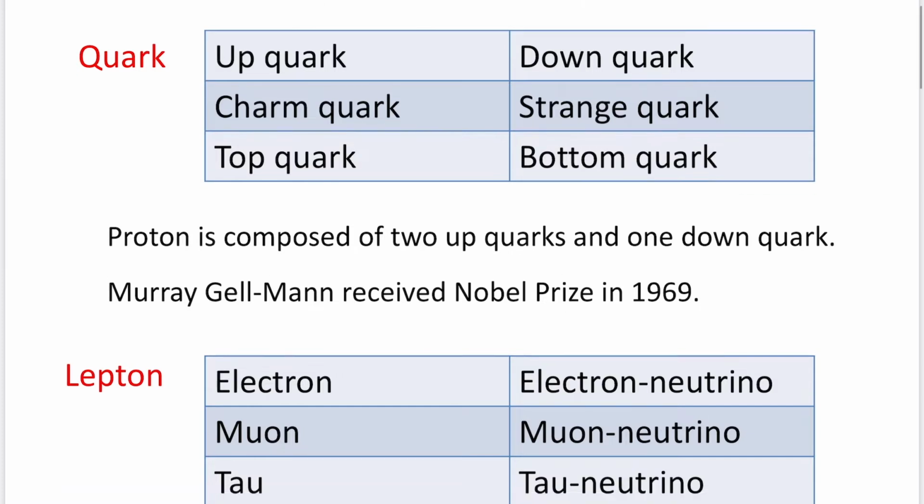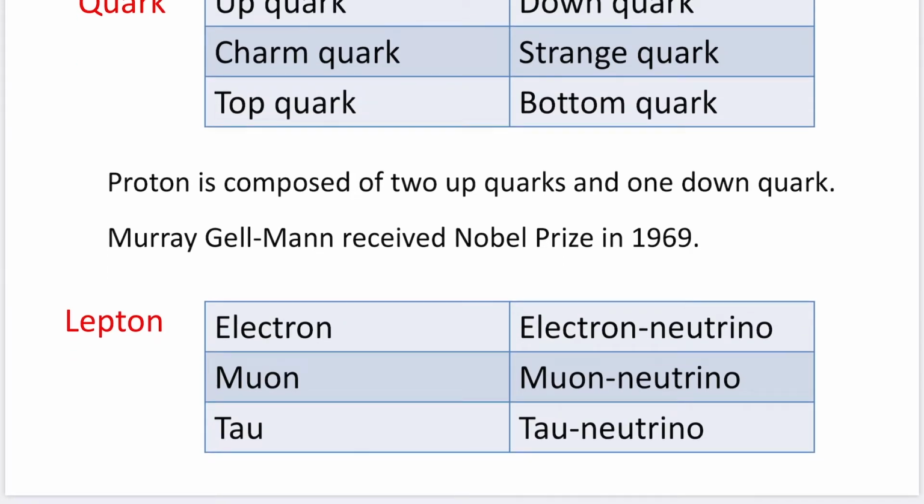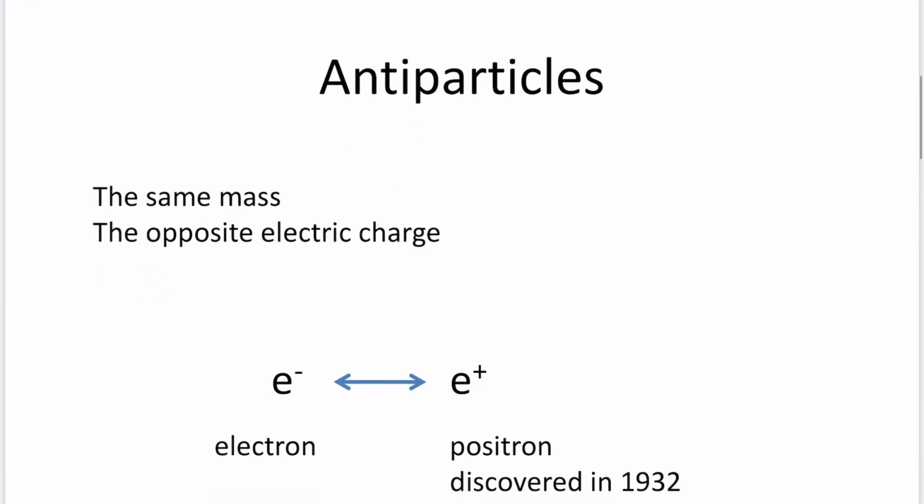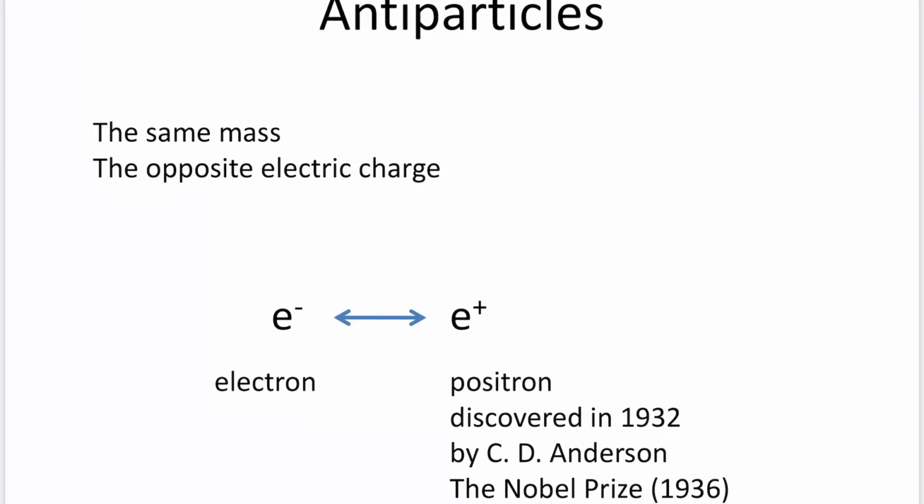And the light particles we call leptons: electron, muon, and tau, electron neutrinos, muon neutrinos, and tau neutrinos. These are elementary particles we consider in physics. And also we need to consider the antiparticles.